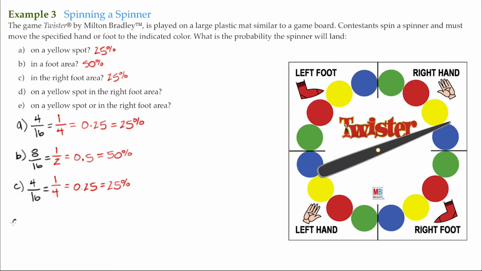For D, what is the probability the spinner will land on a yellow spot in the right foot area? Well, there's only one yellow spot in the right foot area, so that would be 1 out of 16. That's 0.0625. And of course, we recognize that as 6.25%.